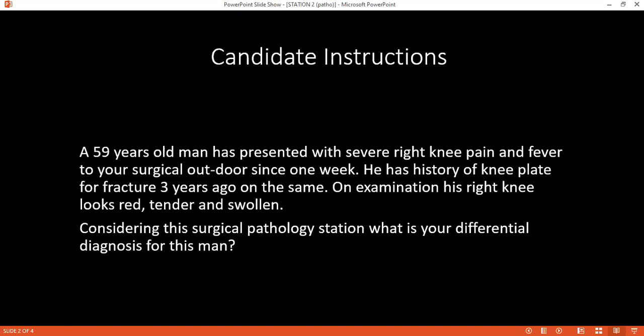All right. Okay. Can you please explain why removal of the plate is essential? Because it is acting as a focus for infection. Very good. Okay. Can you please define the term pus? Yes, ma'am. Pus is a collection of dead neutrophils and microorganisms.